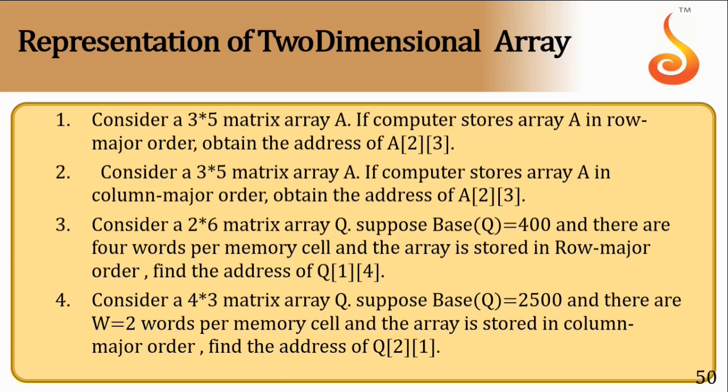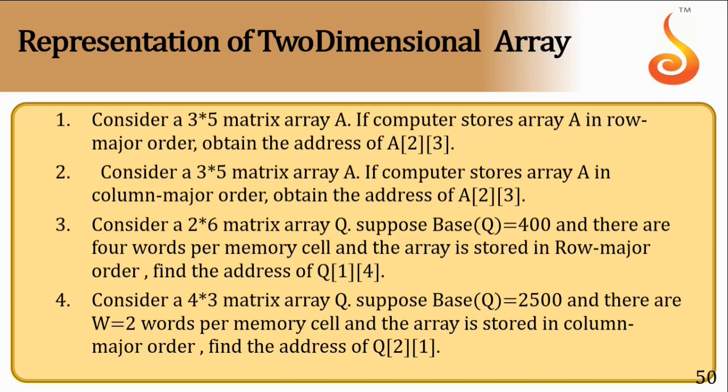So please make a note of this question. Consider a 3 cross 5, I have 3 rows and 5 columns, 3 row 5 column matrix A. If computer stores array A in row major representation, obtain the address of A of 2, 3. See here they have not given the word length, as well as they have not given the base address. So I should say which block of memory will it be present.